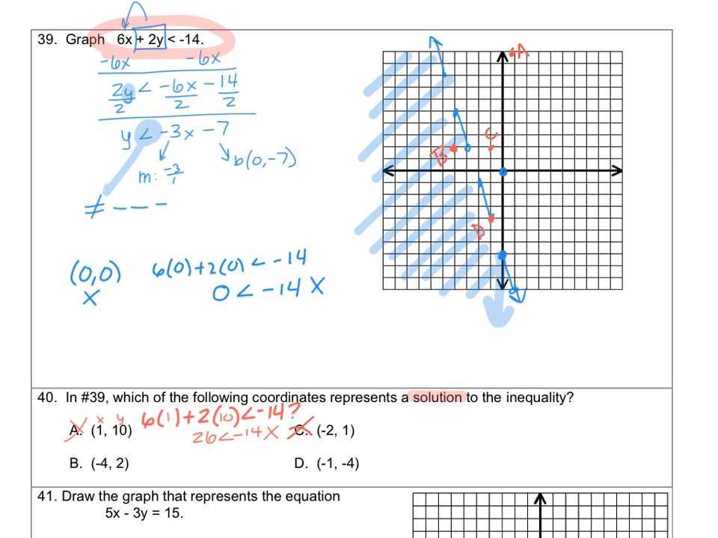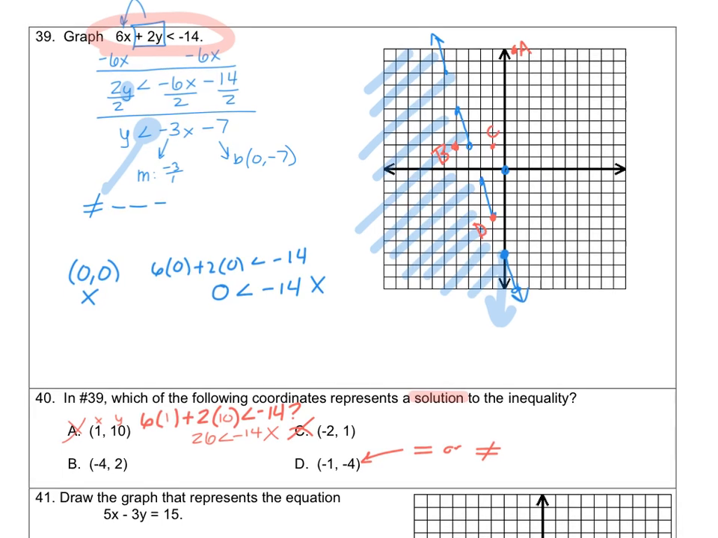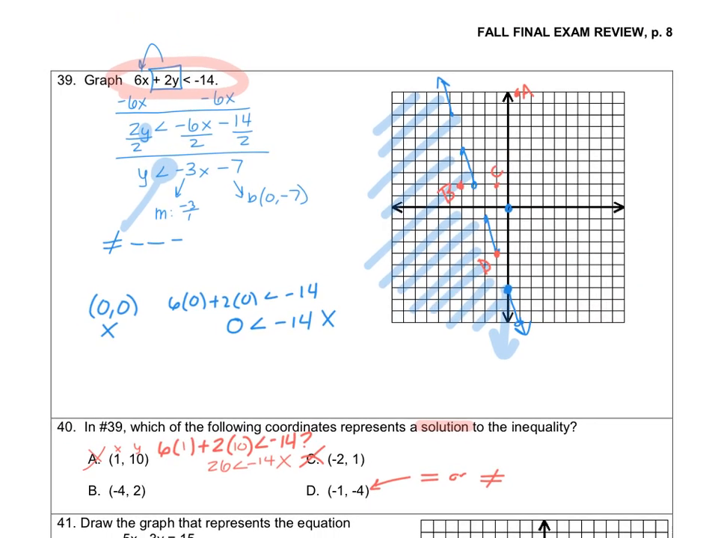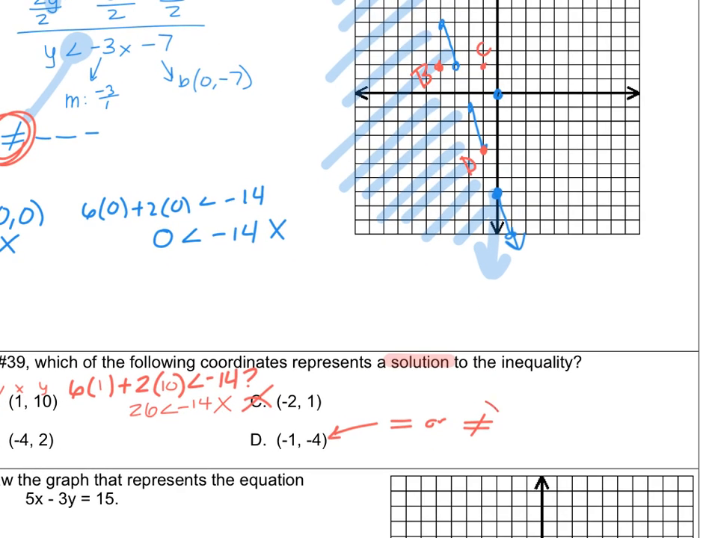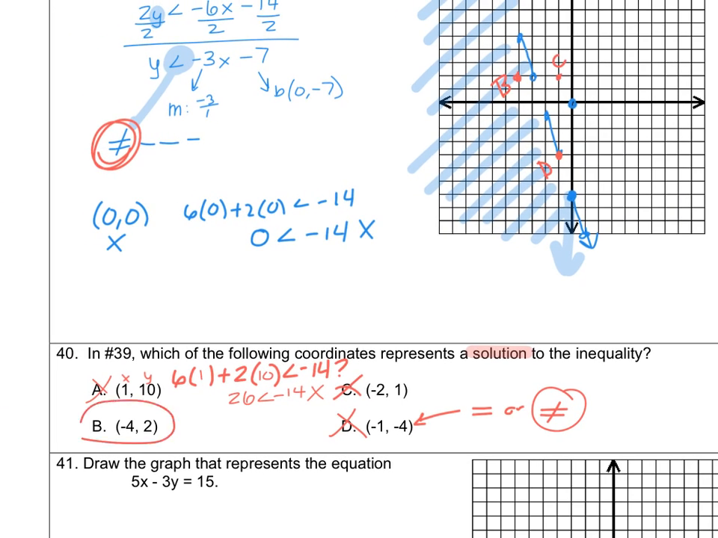So D is one of those we've got to be really careful with. Since it's on my line, I have to know whether it is equal or not equal when I look at my inequality. Since it's just less than, the line is not included, so that means D is not a solution. So the only one that truly works is B.